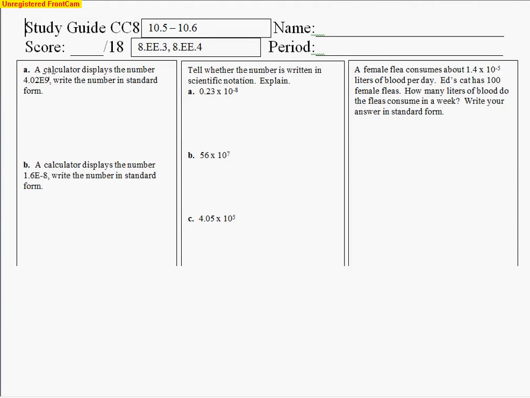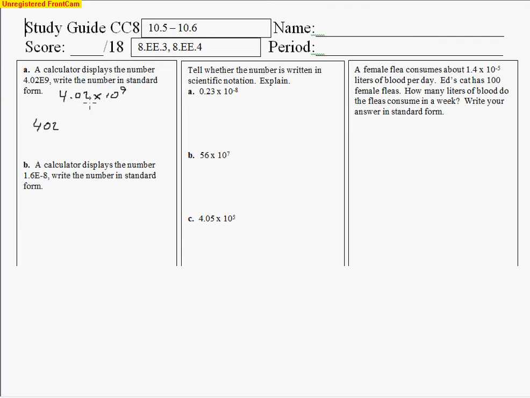It says the calculator displays this expression; write this number in standard form. The e represents the exponent. So this is the same thing as saying 4.02 times 10 to the 9th power. Basically, I'm moving the decimal over 9 spaces.